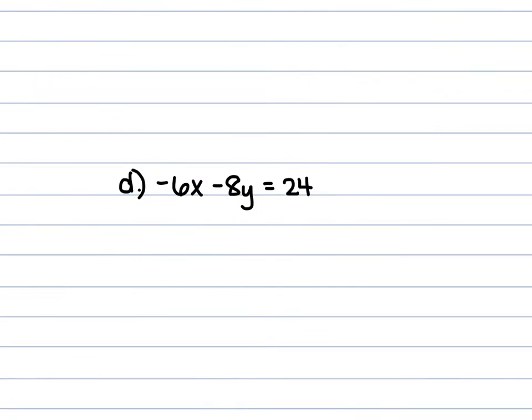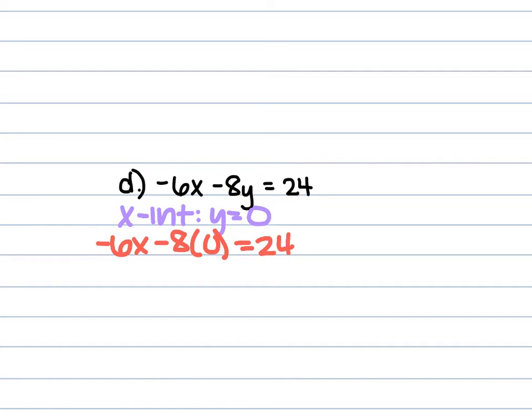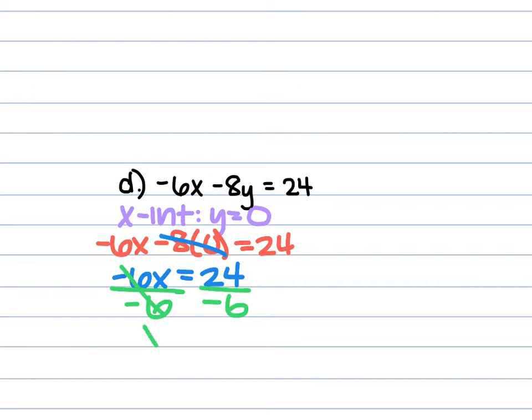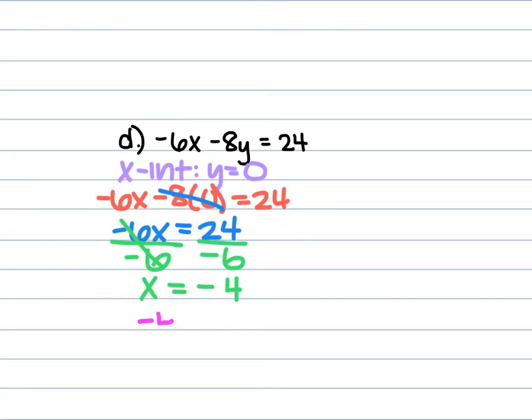For D, we have negative 6x minus 8y is equal to 24. We're going to find the X-intercept first, plug in the 0 for y. So finding the X-intercept, y is equal to 0. This is going to give us negative 6x minus 8 times 0 is equal to 24. That 8 times 0 cancels out, so negative 6x is equal to 24. Divide each side by negative 6, and we have that x is equal to negative 4. So this is the ordered pair, negative 4, 0.